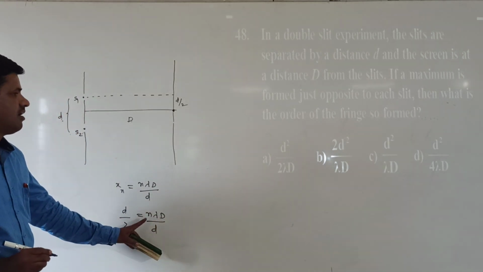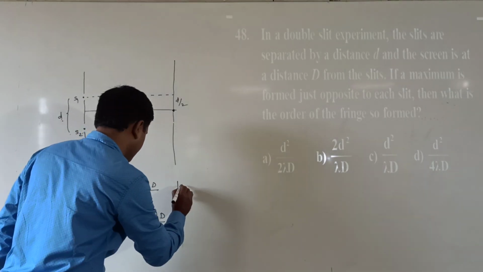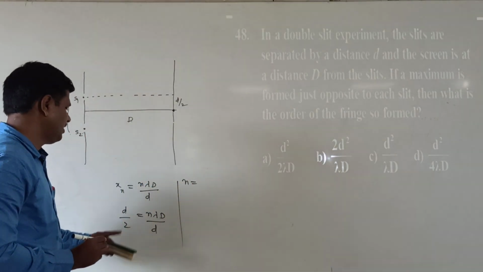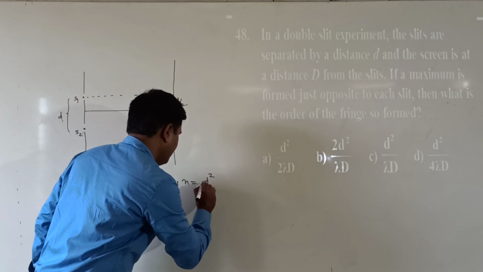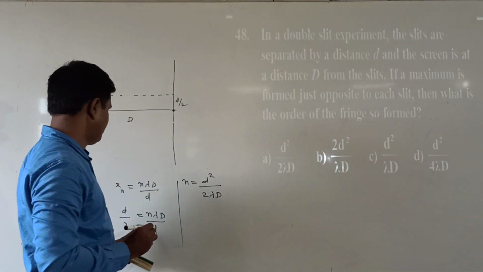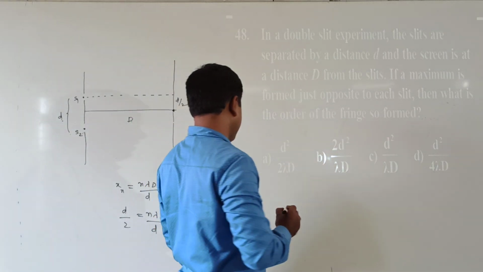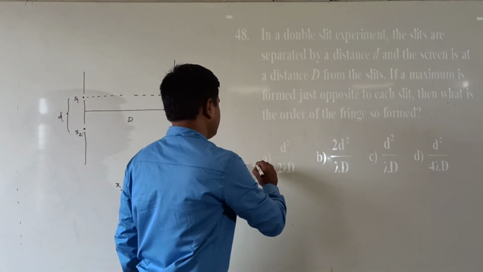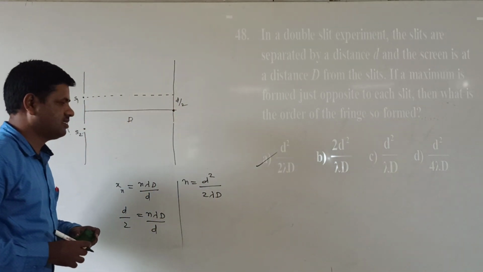Now n is required. The order is asked here. n means order. n is equal to what? d into d, which is d square, divided by 2 lambda D. So n equals d square by 2 lambda D. Which option is correct here? d square by 2 lambda D means the A option is correct. That is the order asked in the problem.